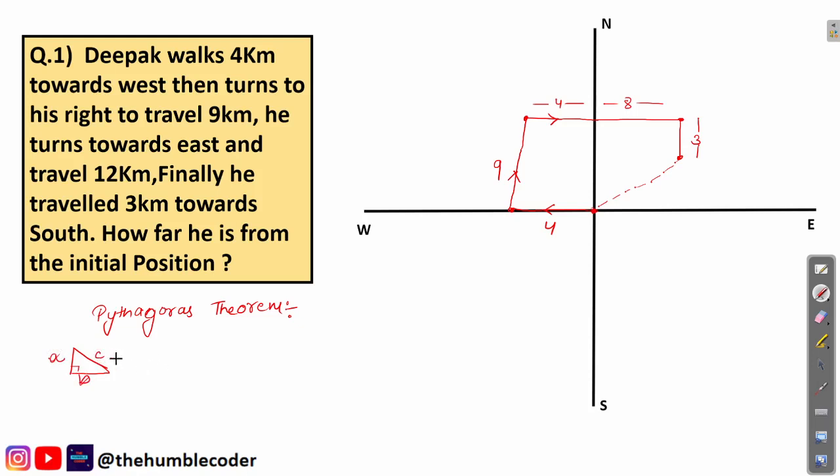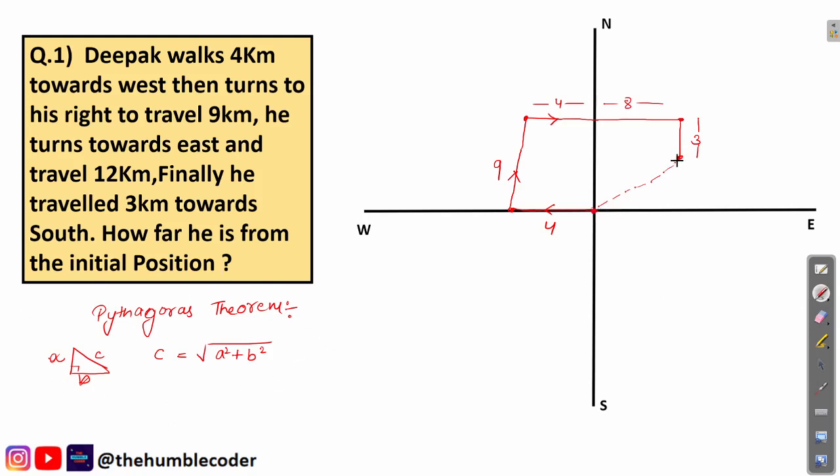Then in order to find the value of C, the formula is C square equals A square plus B square. So you can either write it like this, C square equals A square plus B square, or C equals under root of A square plus B square. We are concerned with C, that is why I am writing C equals under root of A square plus B square. So keeping this formula in mind, now we are going to find out this distance.